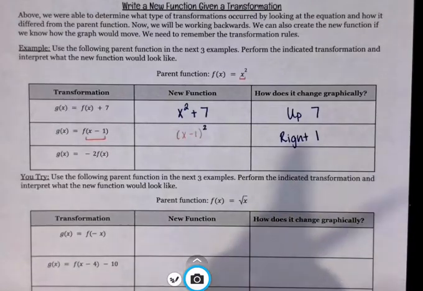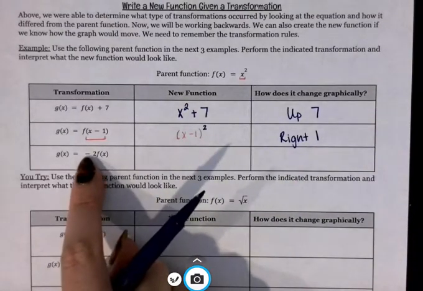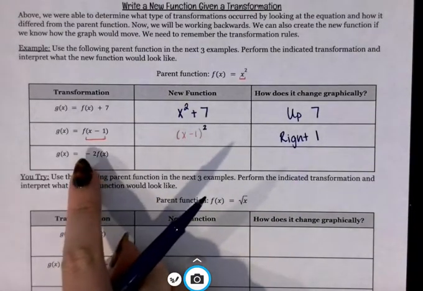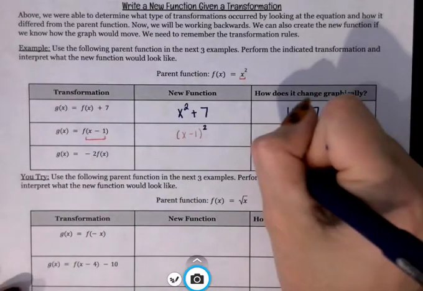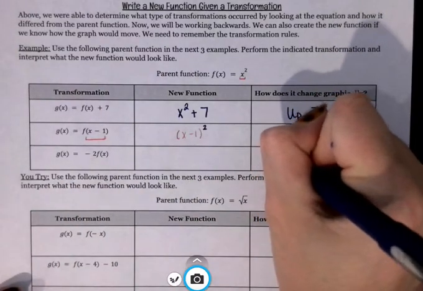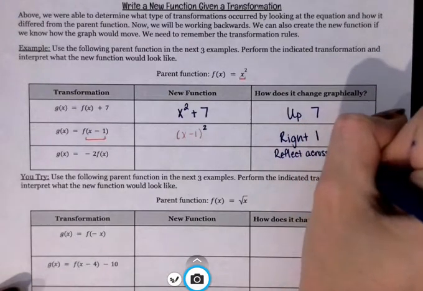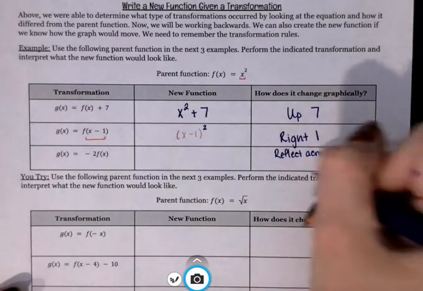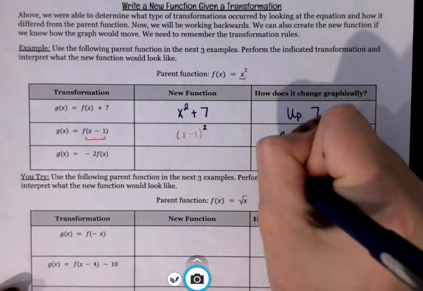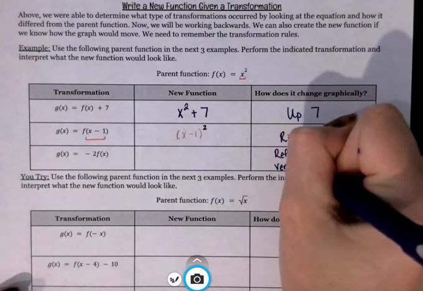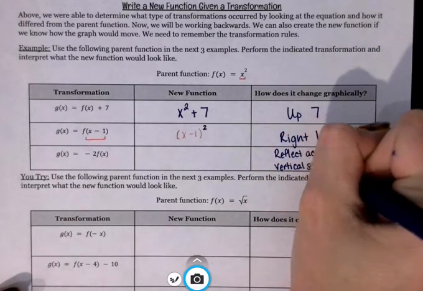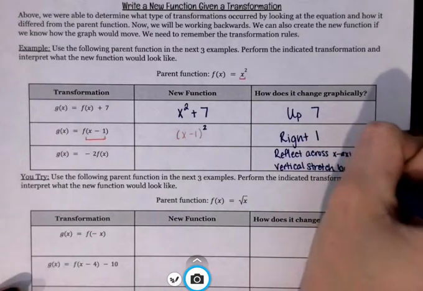And then the last one, I look over here, I notice I have a negative 2. I don't want to be fooled, there are 2 transformations. So the negative means we are reflecting across the x-axis. And then the 2 is a vertical stretch by 2.